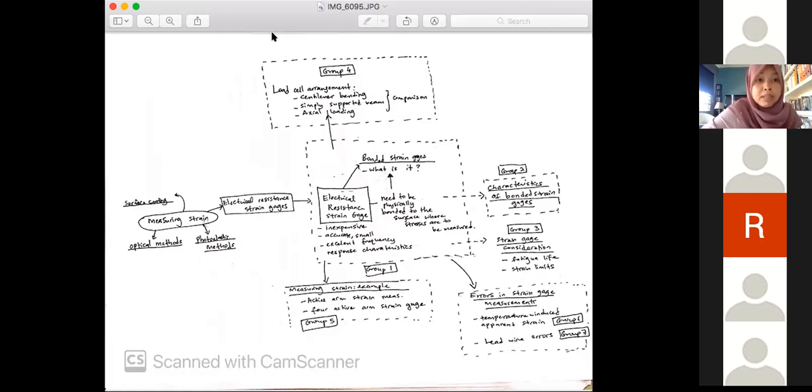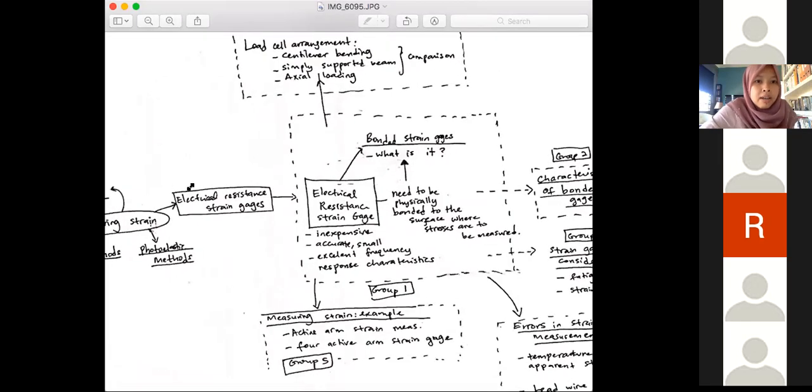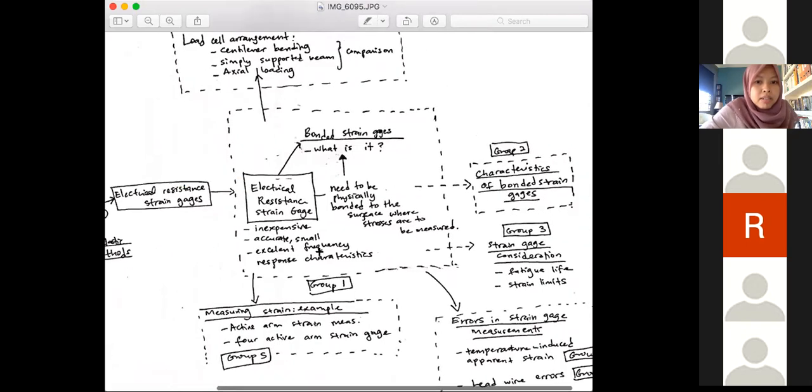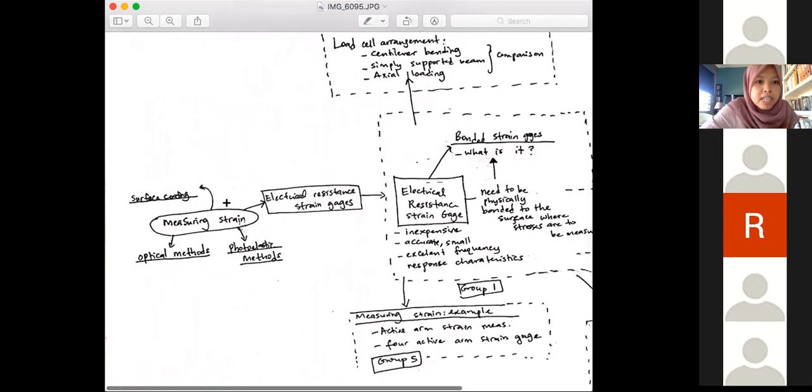Pembahagian kumpulan topik-topik discussion pada petang ini. So we have measuring strain, tadi saya dah bagi introduction kan. Okay, measuring strain ni kita ada 4 jenis: surface coating, optical methods, photoelectric methods and electrical resistance strain gauges. So in our class we only want to focus on electrical resistance strain gauge. Maksudnya kita menggunakan electronic sensor untuk kita measure regangan.